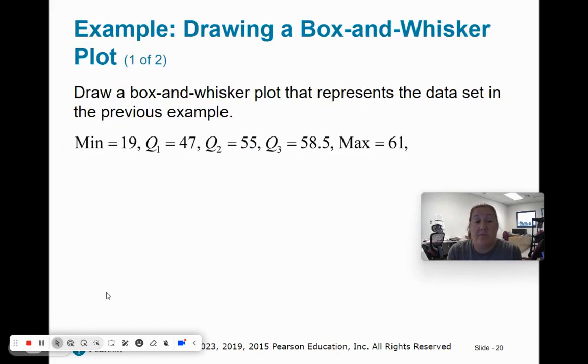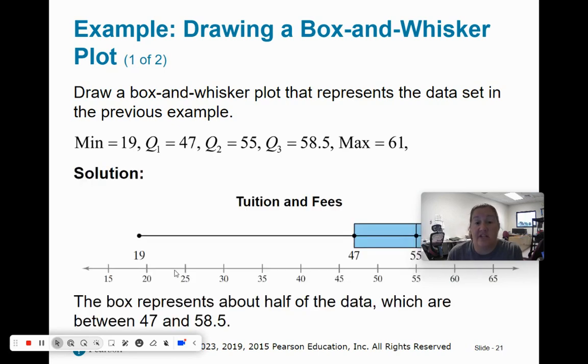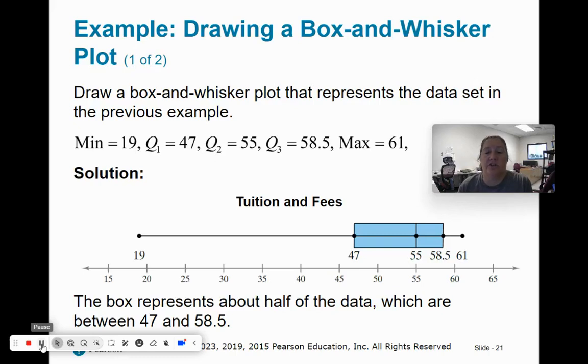In the last problem, dealing with the college tuitions, we had the following 5 numbers. When we draw a box and whisker plot, we're going to ensure that we have a horizontal scale. We're going to determine a scale to show how big the gap is. You notice now that 19 is definitely an outlier, and that most of our college tuition rates are between $47,000 and $58.5 thousand.